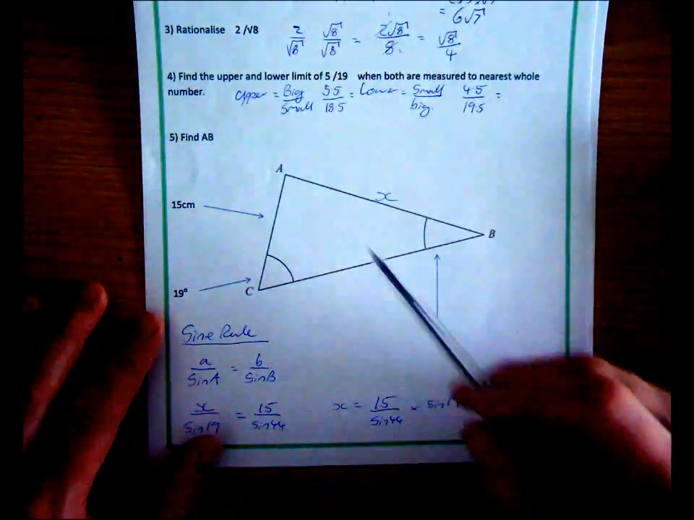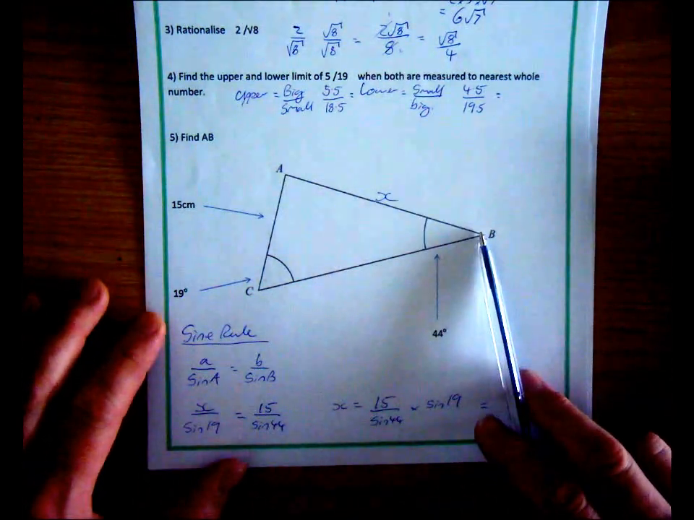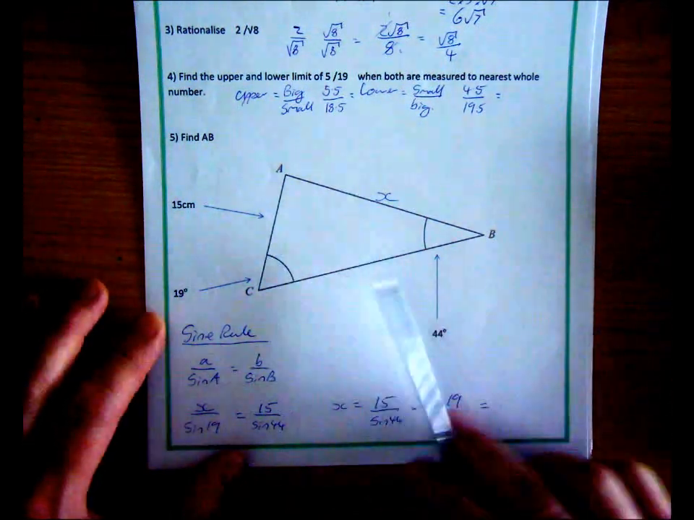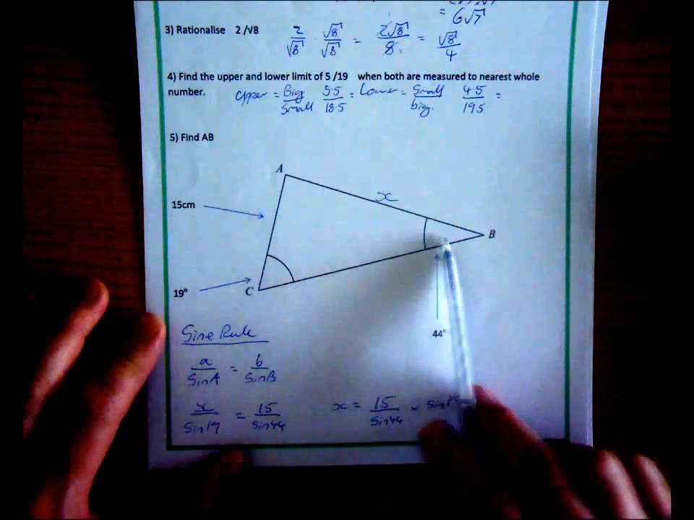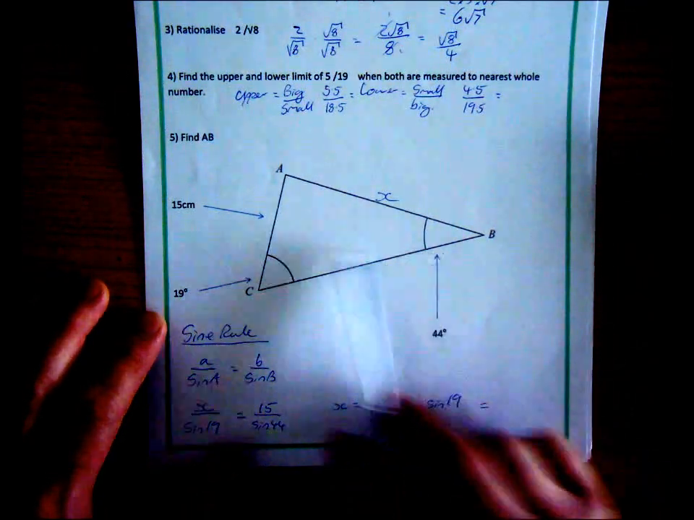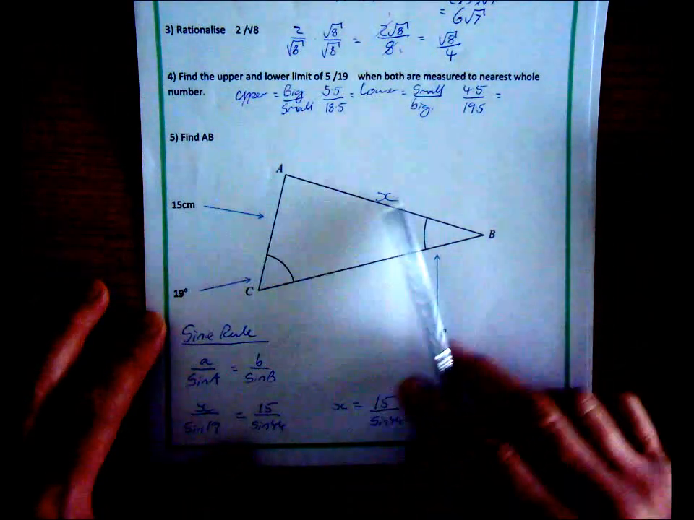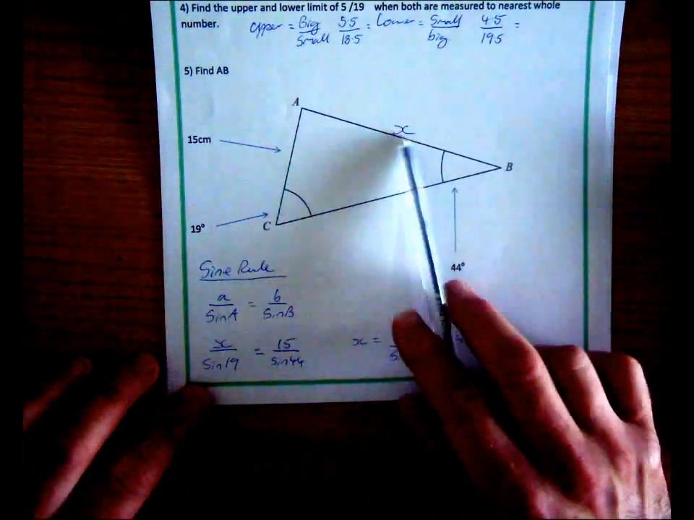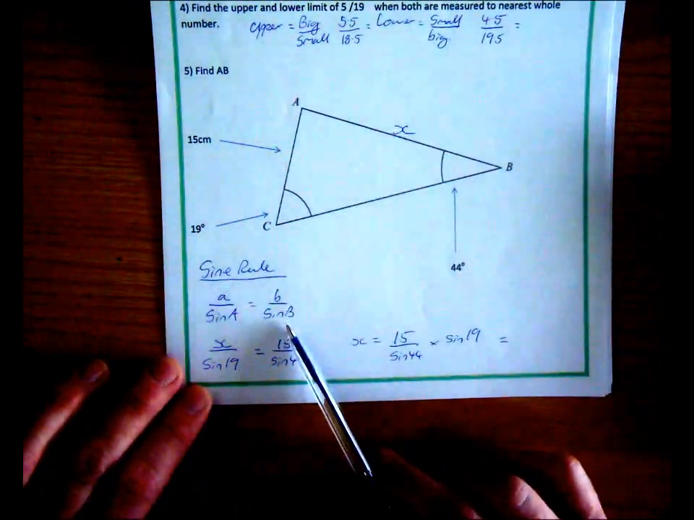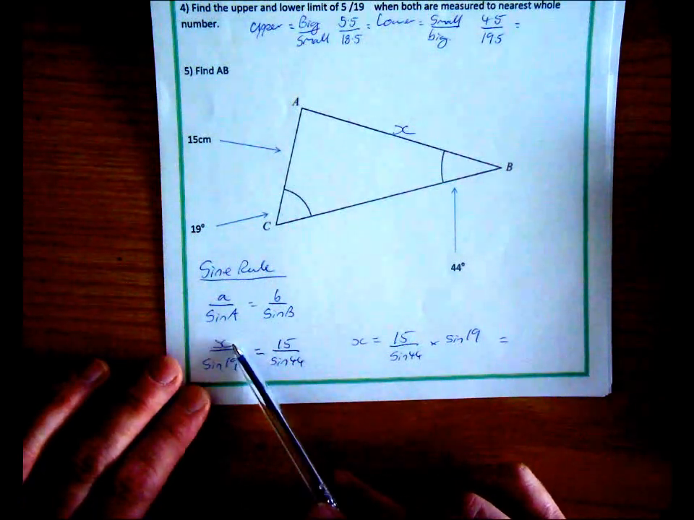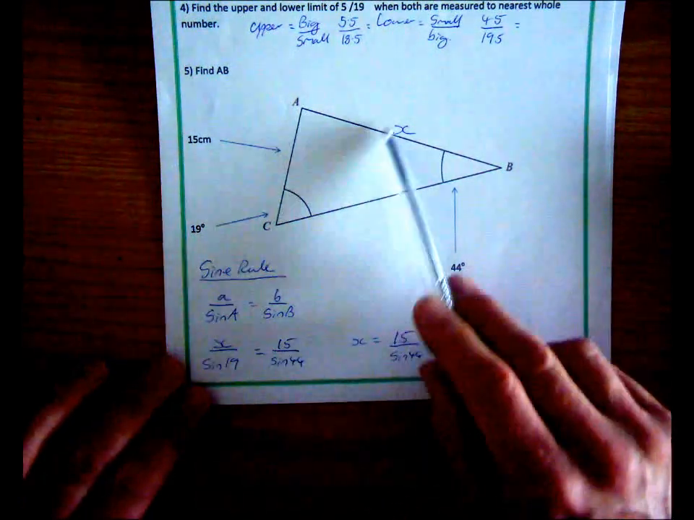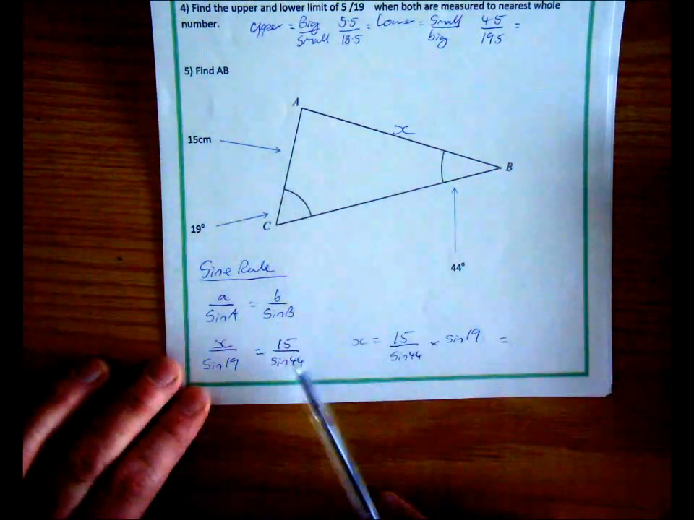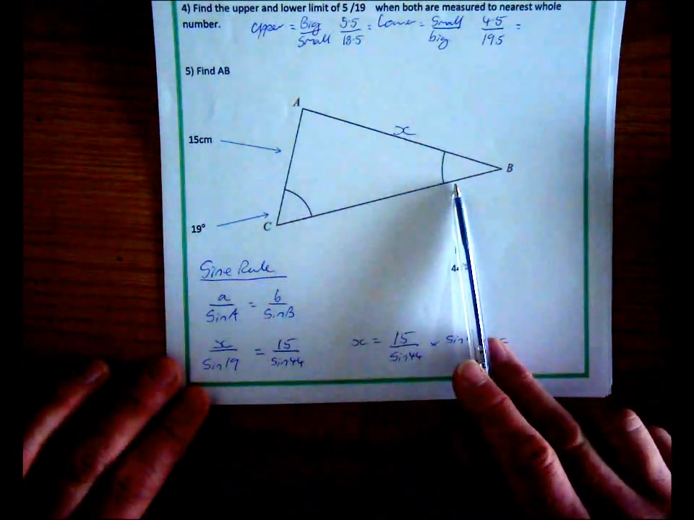We've got to find this length and it's opposite that angle of 19 degrees, and I've got an angle and its opposite side there. So I've got 2 pairs of angles and opposite sides, so I can use the sine rule. Now if I'm trying to find the side, I'm going to put the side on the top when I write it down. So I've got x over sine 19, that pair. It's got to be 15 over sine 44, which is that pair.